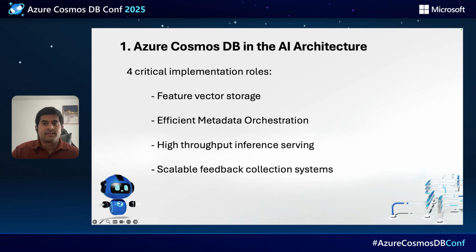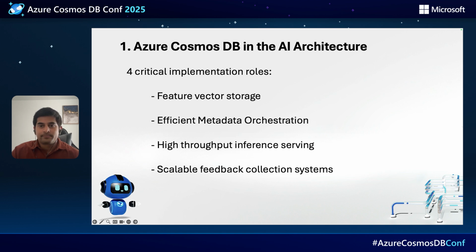So AI systems need fast, reliable, and scalable databases. Azure Cosmos DB plays a key role in four critical areas as mentioned here. First, we will discuss feature vector storage. AI models use feature vectors and numerical data points for making predictions. So storing them efficiently ensures fast and accurate AI processing. Cosmos DB provides low latency, high speed storage, making AI models respond quickly. And its global distribution allows AI applications to access data instantly and from anywhere.